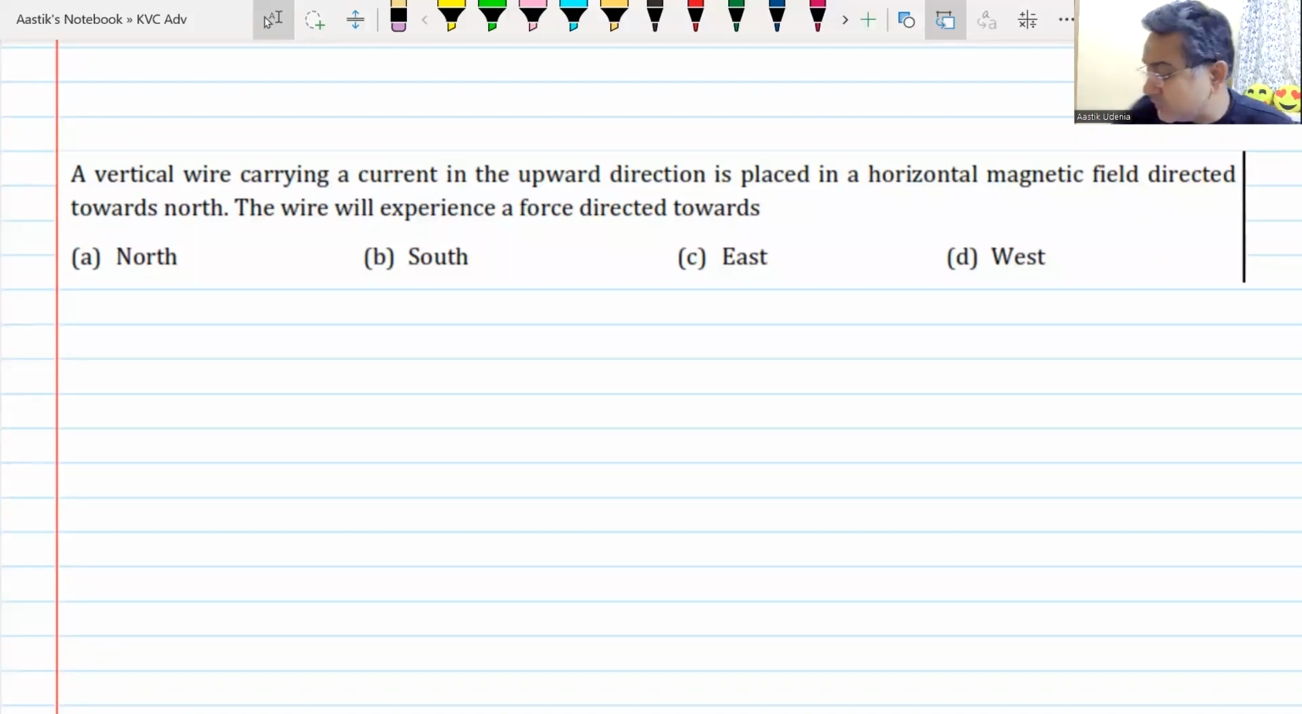This is the first question. A vertical current carrying wire carrying current in the upward direction is placed in a horizontal magnetic field towards north. What will be the direction of force? Give me the answer first.